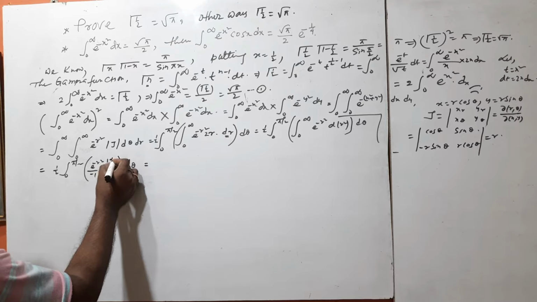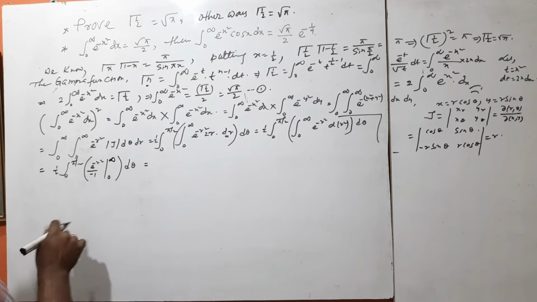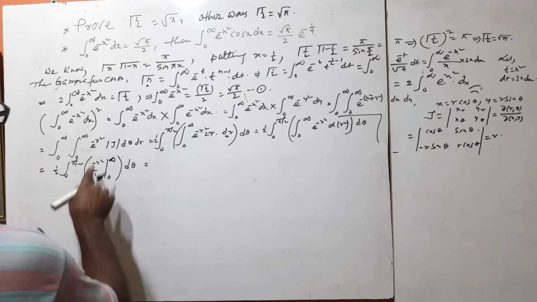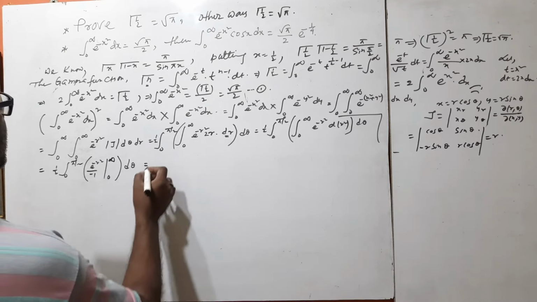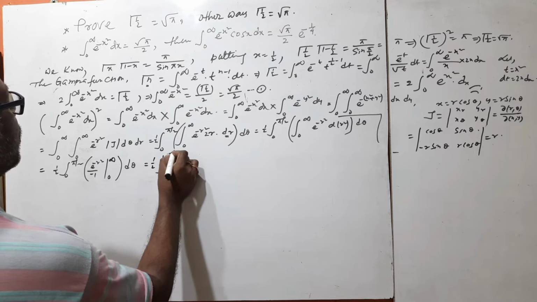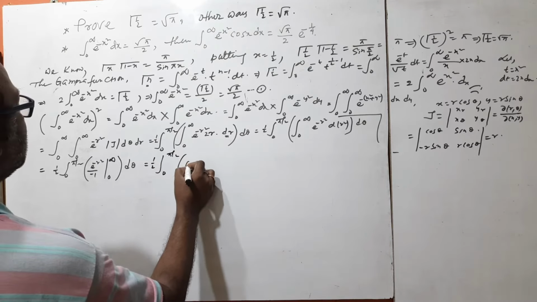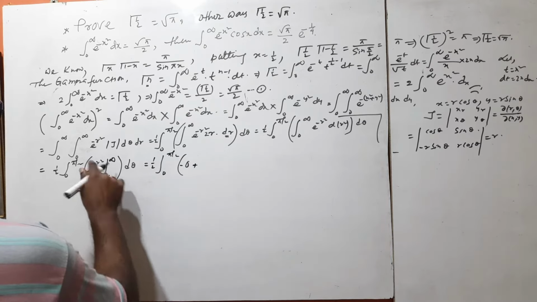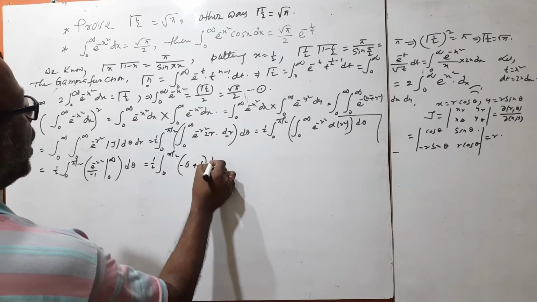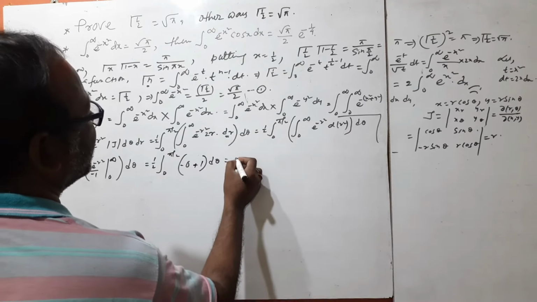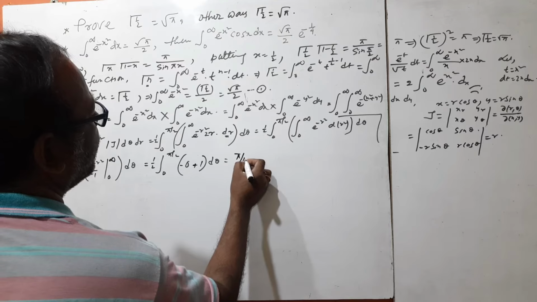The upper limit here is infinity. This is 1 over a big number, 1 by e to the power r square, so that would be 0. Then plus e to the power 0, which means 1, and this is d theta. The integration of this is theta, from 0 to pi by 2. So this is pi by 4.